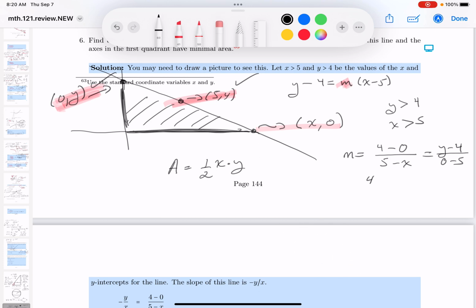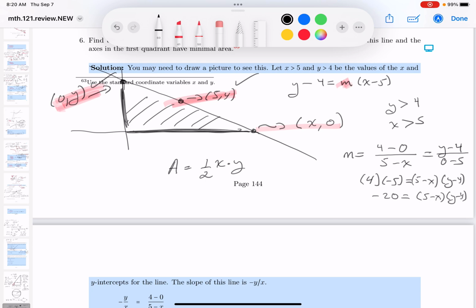So I'm going to say 4 times minus 5, all right, equals 5 minus x over y minus 4, all right? And what I'm going to do now is I'm going to multiply it out. It's minus 20. And this is 5 minus x, y minus 4. Again, you may do this a little bit differently, but the intent is to find out what y is or x. I'm going to solve for y.